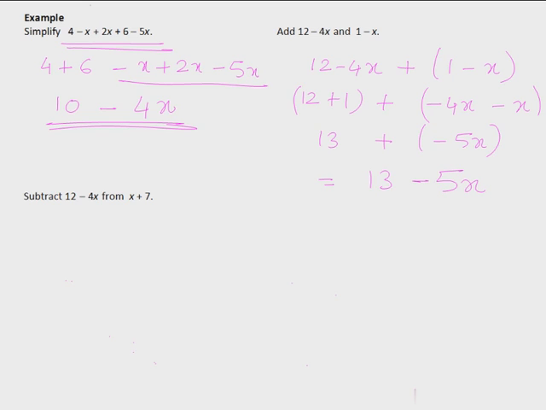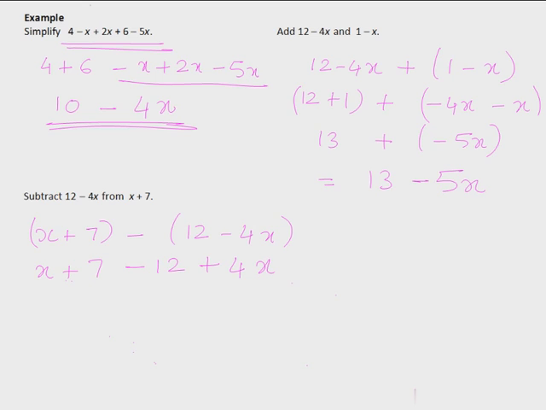Subtract 12 minus 4x from x plus 7. So x plus 7 minus (12 minus 4x). So x plus 7, and when I subtract and there's an expression in brackets, the minus sign distributes. So it becomes minus 12 minus minus 4x, which is plus 4x.